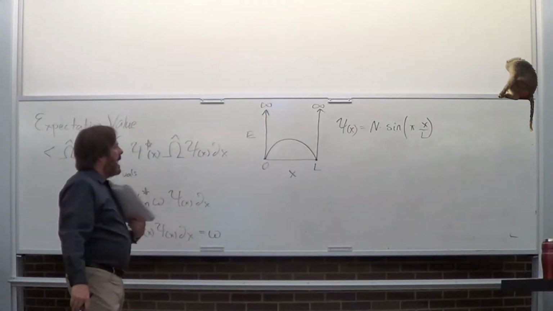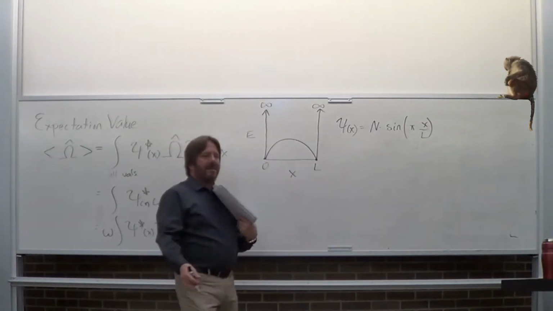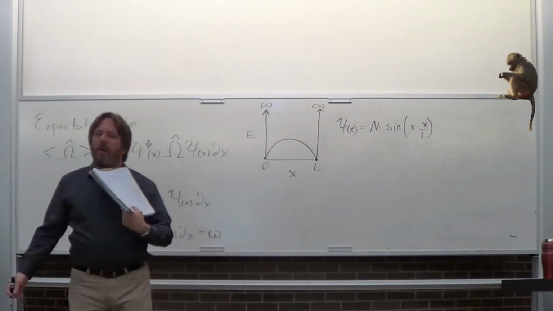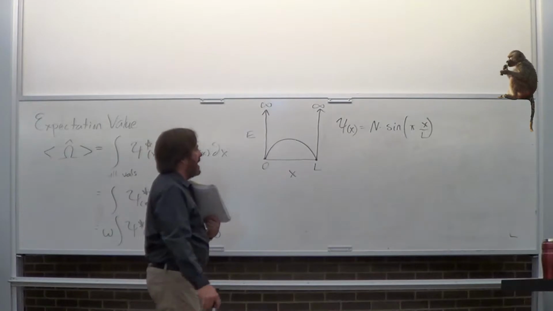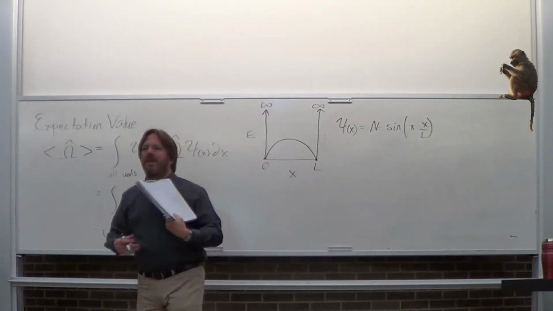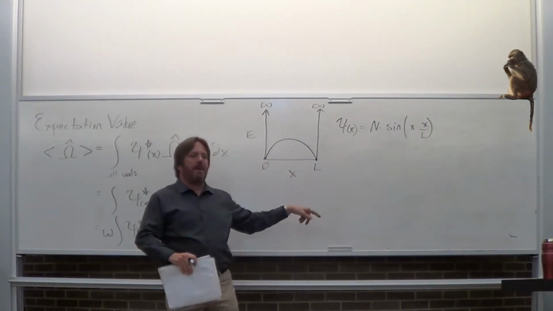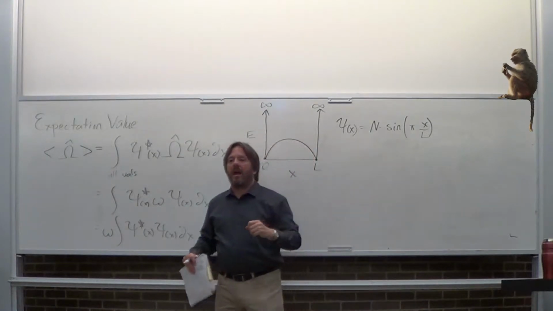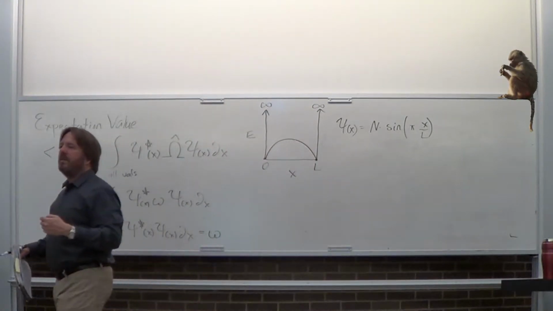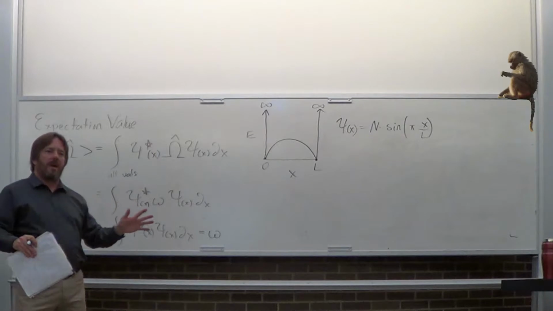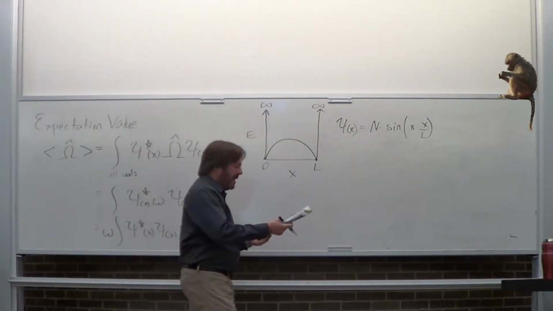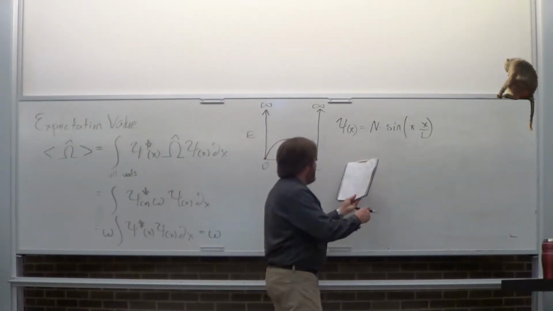Sine of pi x over L: when x is 0, I get sine of 0, which is 0. That works. When x is L, I've got sine of pi, which is 0, which works. It has the correct wave. It has a k in it. K is pi over L. It has a momentum, which is the de Broglie wavelength. It's got all the right properties. I think this is correct. But it needs to be normalized.